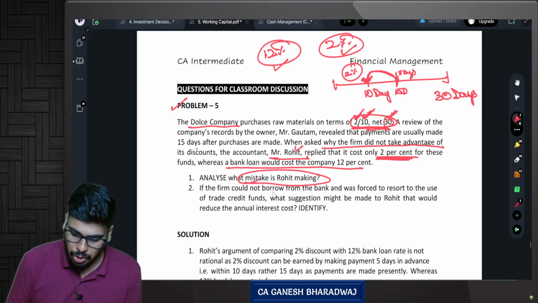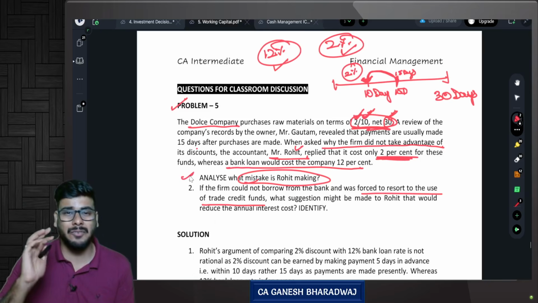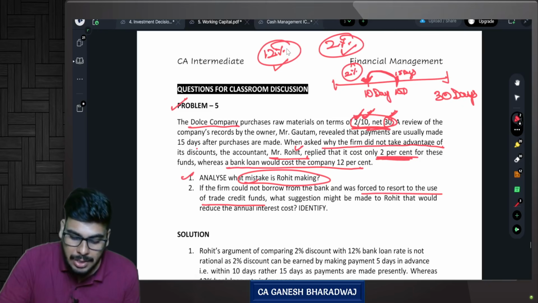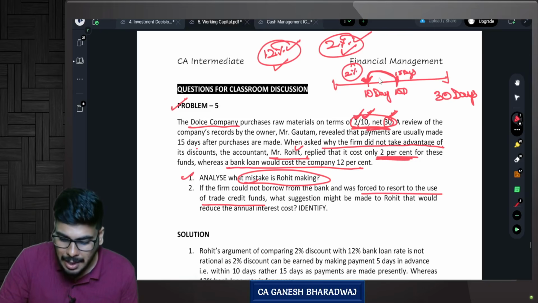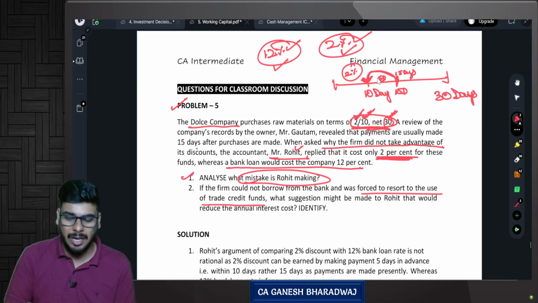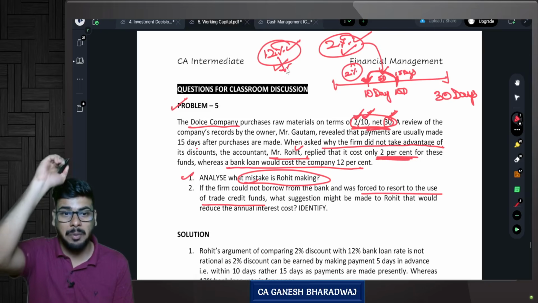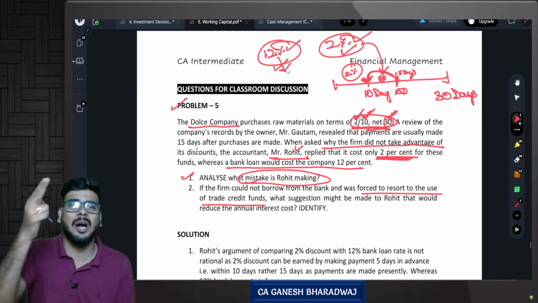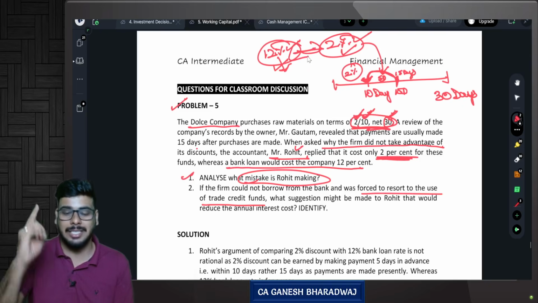Number 2, if the firm could not borrow from the bank and was forced to resort to the use of trade credit funds, then what suggestion might be made to Rohit that would reduce the annual interest cost identified? Now, first of all, you understand one thing. This 12% is per annum, whereas this 2%, what this guy is saying is, I will give you a discount of 2% provided you make the payment 5 days earlier. So technically this 2% is pertaining to 5 days. This 12% is pertaining to 365 days. These two are not comparable as such. But the accountant has made a mistake in comparing these two rates. Are you clear with this?